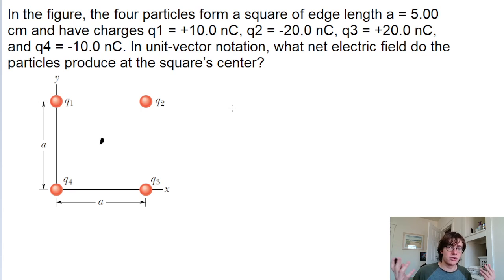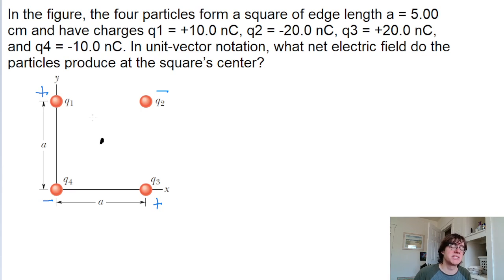Fortunately, though, you have your fearless leader to guide you through it, and there are a few ways we can make this a little easier on ourselves. First, let's make a note of the signs of each charge. So it says Q1 is positive 10 nanocoulombs, so Q1 is a positive charge, Q2 is negative, Q3 is positive, and Q4 is negative.